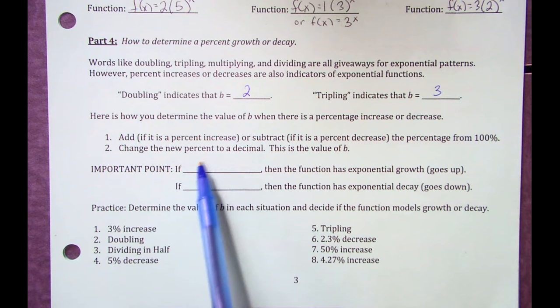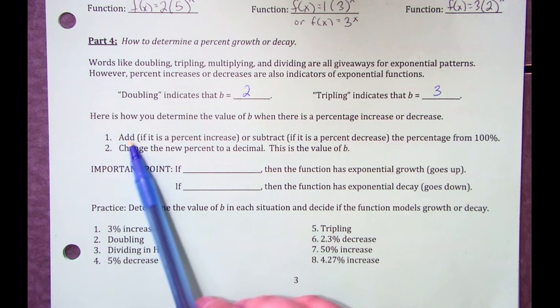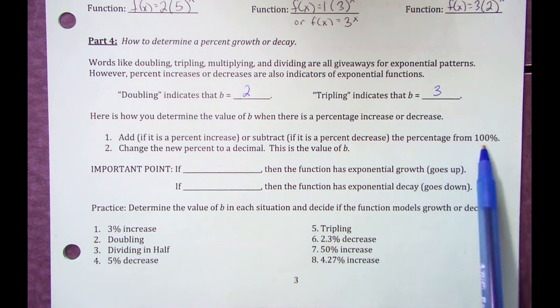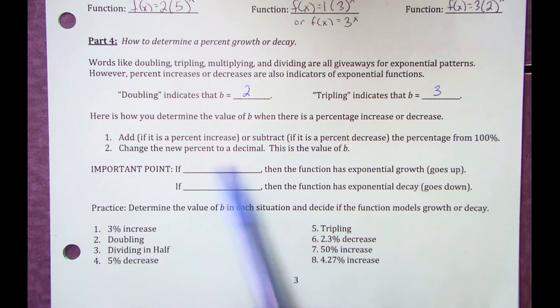So if it's a percent increase, for example, your interest is 3% interest, so the interest is increasing the price of the house or whatever, or the car, the loan. Or if it's decreased, like if the population is decreasing by 4% each year, you either add the percent if it's an increase, or you subtract the percent if it's a decrease from 100%. Then you change the new percent to a decimal, and this is your value of b.